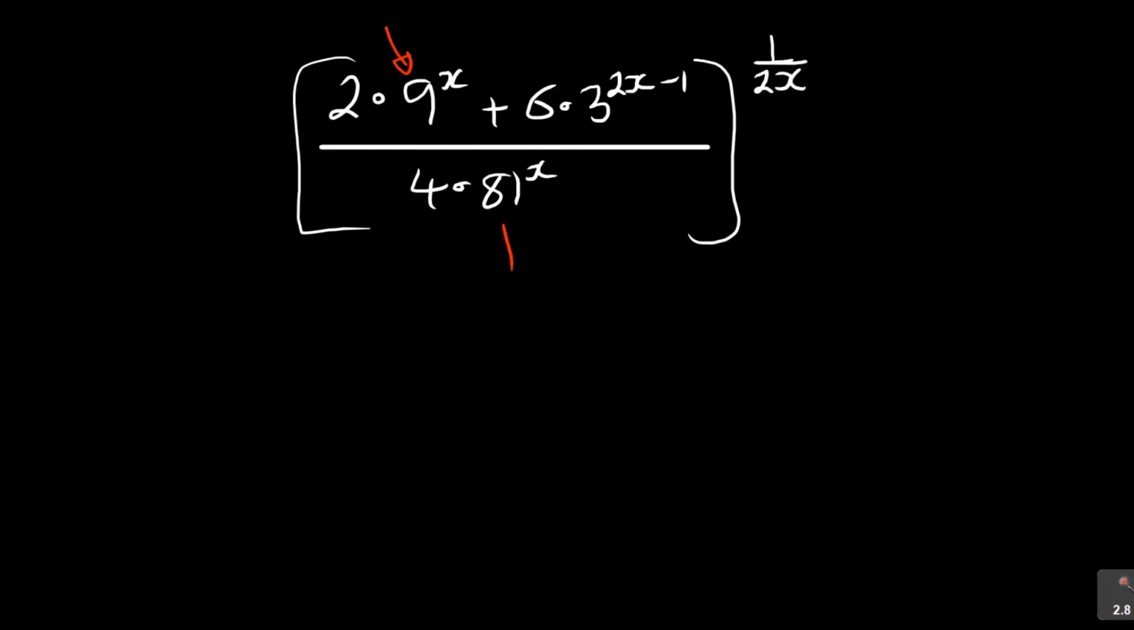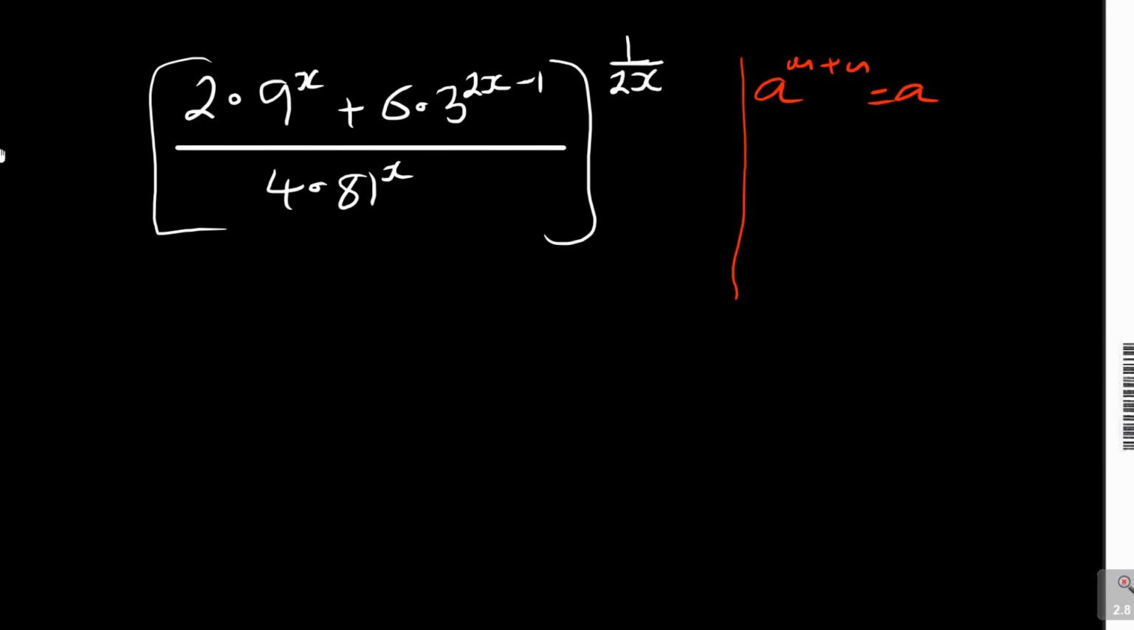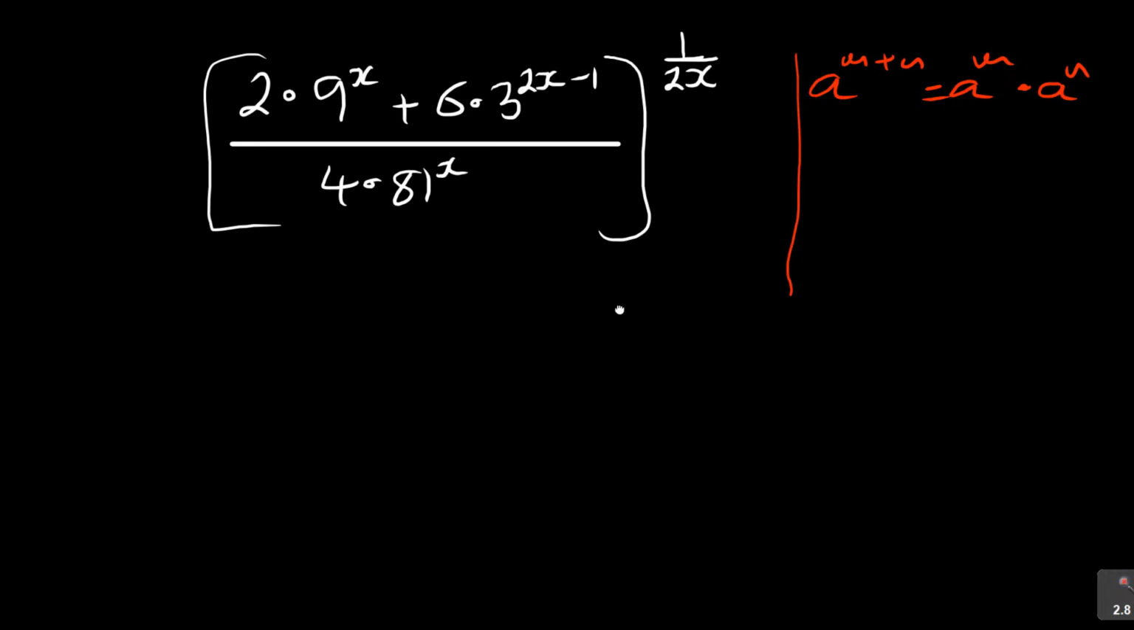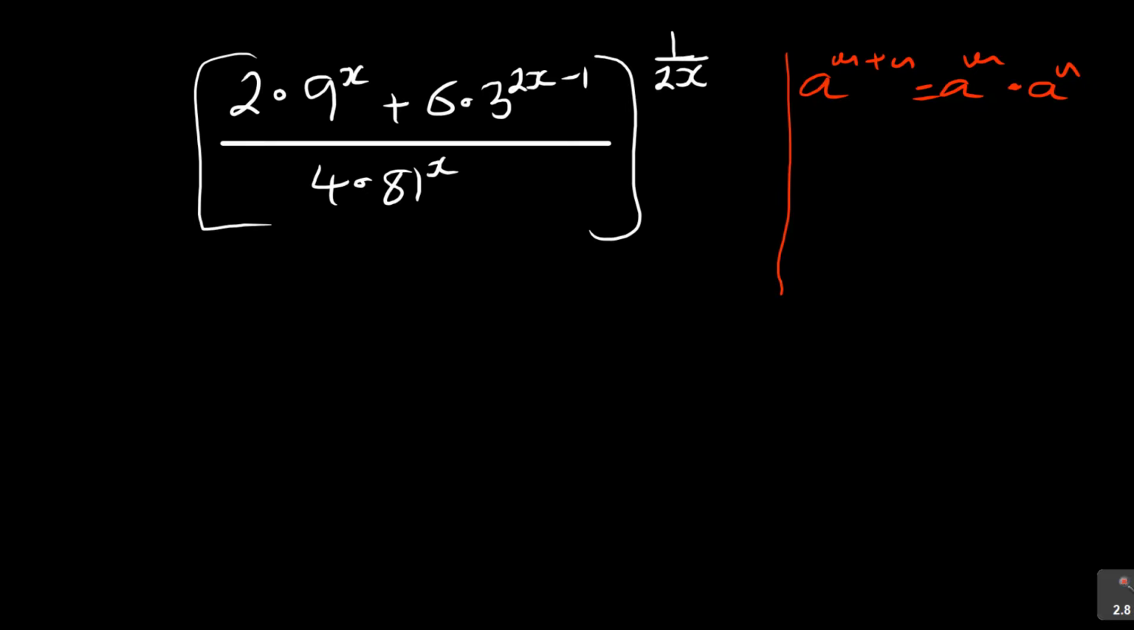It means you need to express these in terms of 3. The smallest base is already 3, so the hint is already given. Express everything that can be expressed in terms of 3. Also, you can use this rule: if we are given a to the exponent m plus n, it is equal to a to the exponent n times a to the exponent m. Remember this law. This law is very important. We're going to apply it.